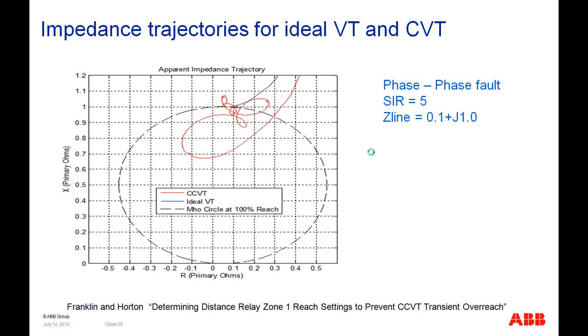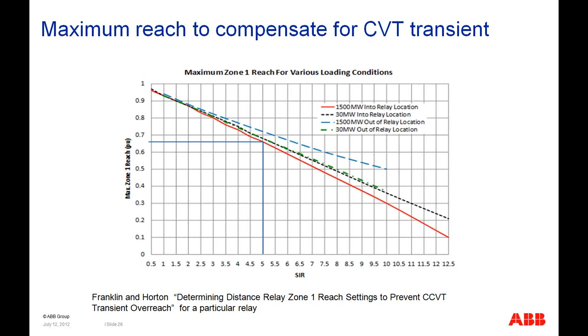So they took it one step further, and asked how much do I have to decrease the zone 1 reach on the relay for this kind of condition? Again, for these first vintage microprocessor relays and this vintage of CCVTs, this curve shows several different loading conditions, anywhere from 1,500 megawatts out of the relay, to 30 megawatts, to 1,500 megawatts into the relay. They found the worst case was for huge flows toward the relay. For an SIR of 5, you'd have to reduce the reach of the relay by about 65% so it doesn't overreach. If you had older vintage microprocessor relays, this is what you had to do.